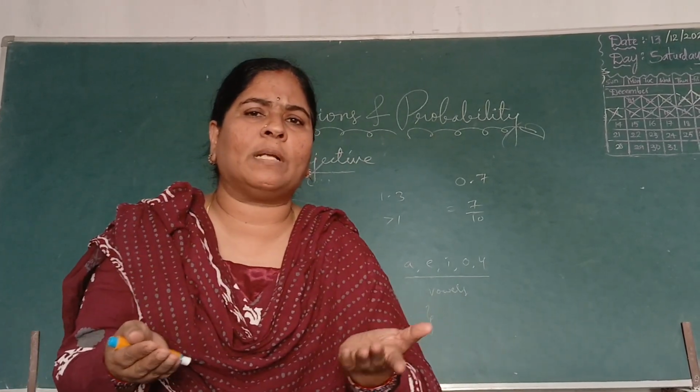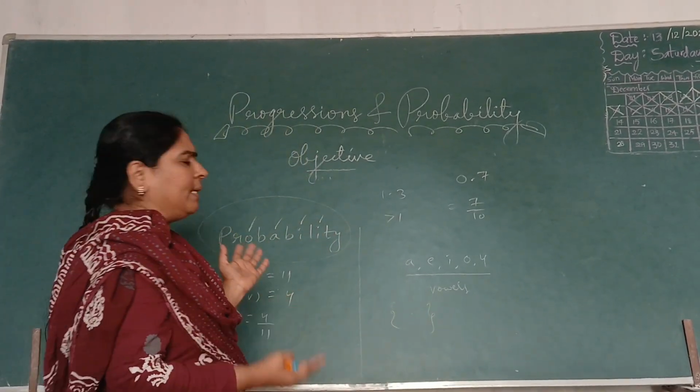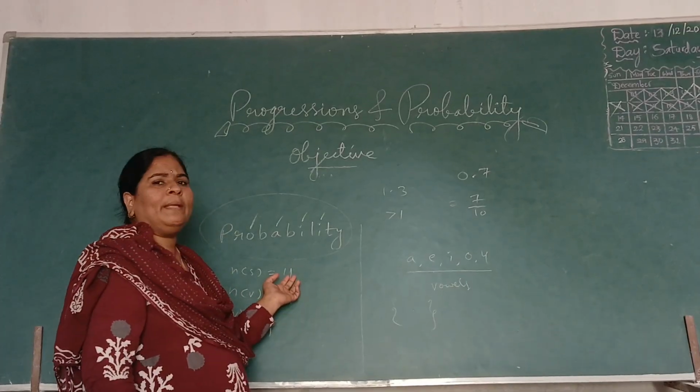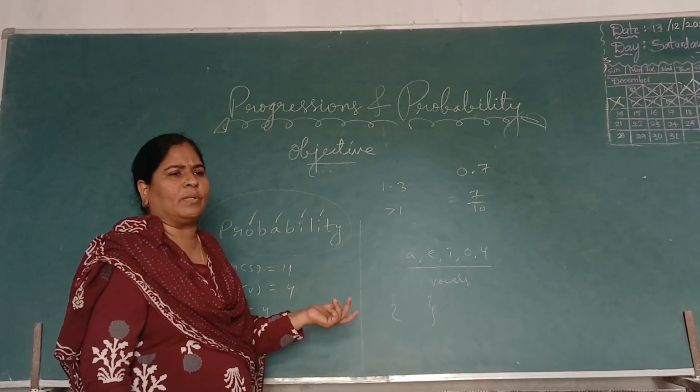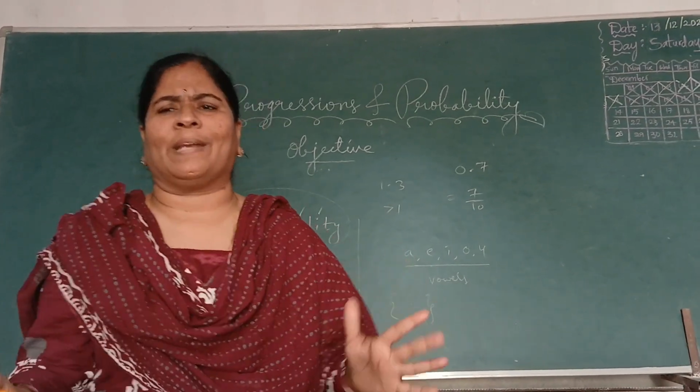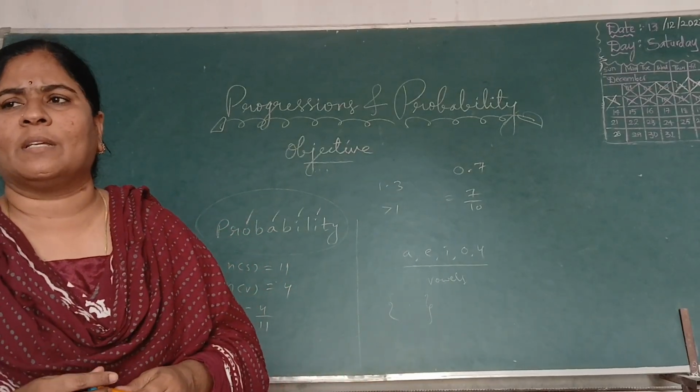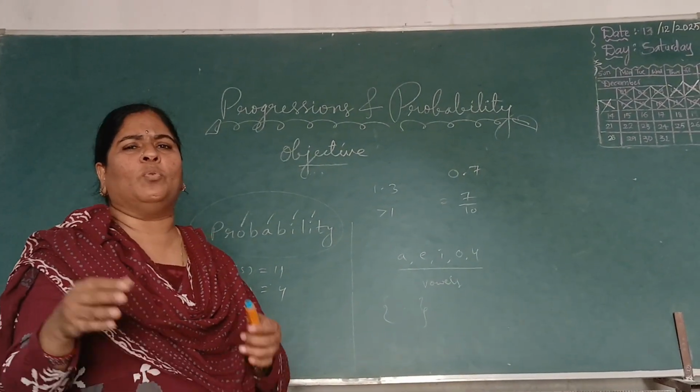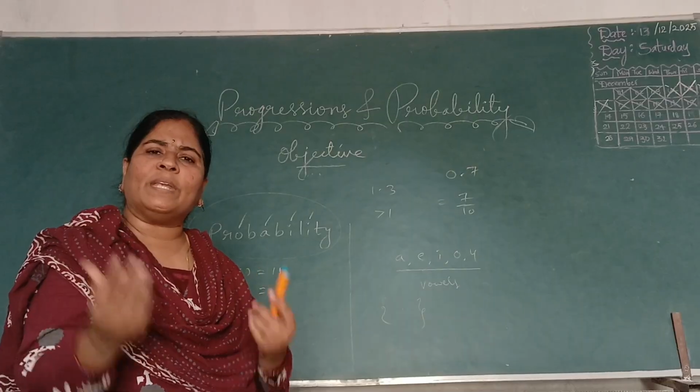Suppose they ask about consonants, the remaining are consonants. 4 are vowels, so the remaining 7 are consonants. So easily you can write it when the question is changed. But don't waste your valuable time in doing so much rough work when it is very easy.